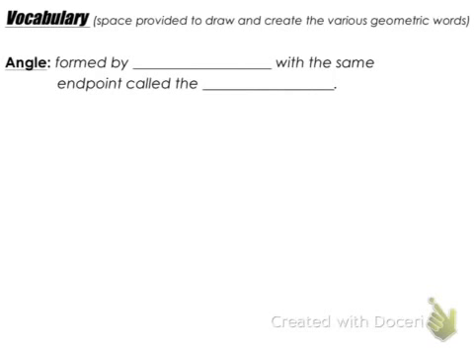An angle is formed by two rays that have the same endpoint, called the vertex. So let's draw that. Here's our point, our endpoint, and there are two rays coming out of it. We know that a ray is a line that starts from a point and goes on forever in a certain direction.